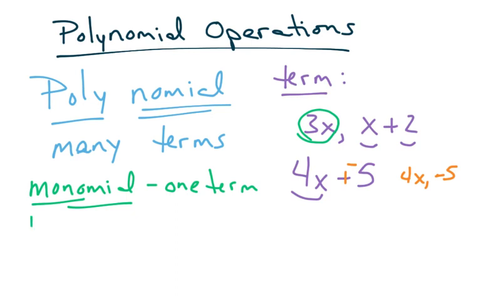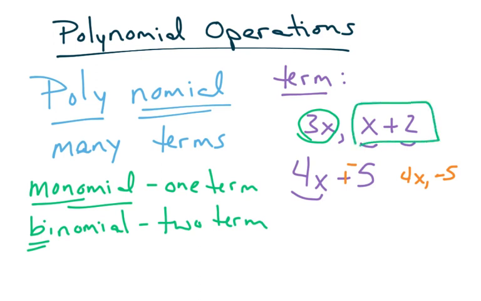After a monomial, we have a binomial. I like to ride my bicycle. Bi meaning two, so a binomial means that you have two terms. x plus 2 is an example of a binomial. 4x minus 5 is an example of a binomial.